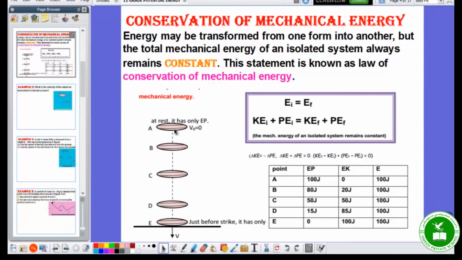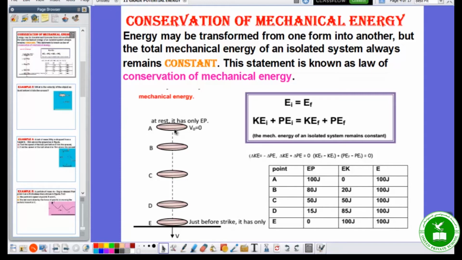Now, conservation of mechanical energy. You know the concept of mechanical energy, right? Mechanical energy is kinetic energy plus potential energy. We can say that mechanical energy is the summation of the kinetic energy and the potential energy of a system. Here we study conservation of mechanical energy. It states that the total mechanical energy of an isolated system always remains constant. It means that the summation of potential energy and kinetic energy of an isolated system always remains constant.